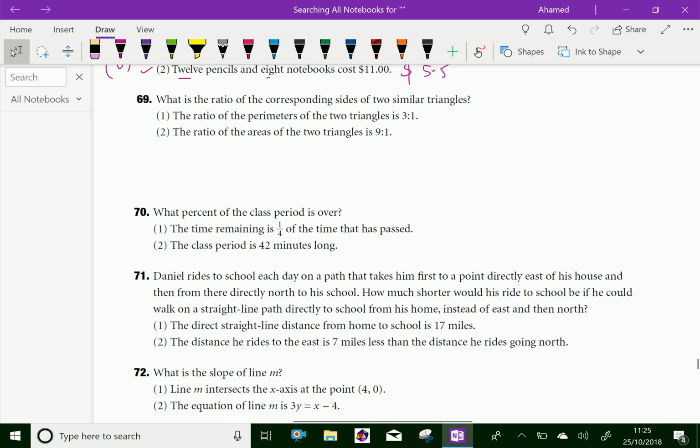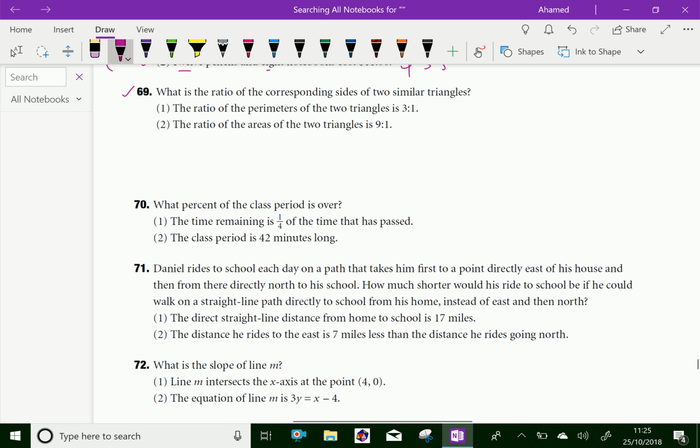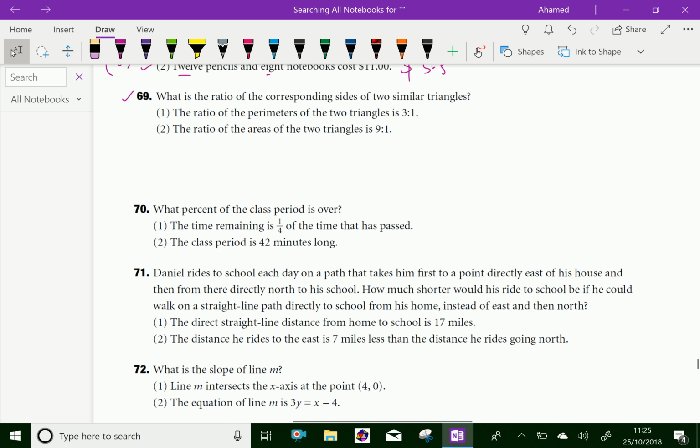Next question, what is the ratio of the corresponding sides of two similar triangles? Here two similar triangles are given, so we have to find the ratio of the corresponding sides. Statement 1 says the ratio of the perimeters of the two triangles is 3:1, meaning the ratio of the sides of similar triangles is the same as the ratio of their perimeters. So statement 1 is enough to solve the problem.